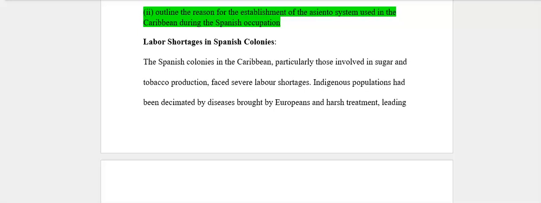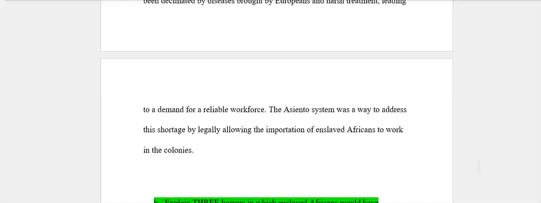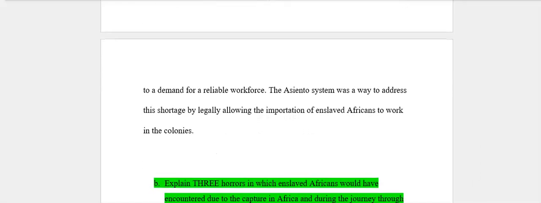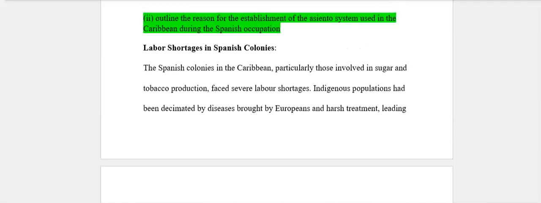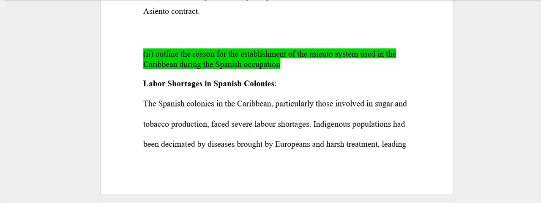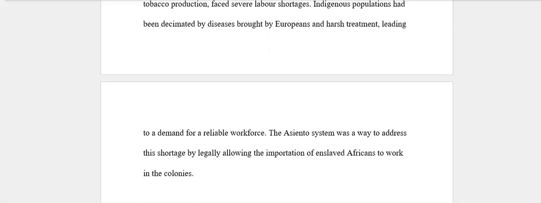Now, the Spanish colonies in the Caribbean, particularly those that were involved in sugar and tobacco production, were facing severe labor shortages, right? So the indigenous population had been decreased by diseases brought by Europeans and harsh treatment, and this led to a demand for a reliable workforce. Hence, the asiento system was one of the ways to address this shortage by legally allowing the importation of enslaved Africans to work in the colonies. So one reason for the establishment of the asiento system was because there were labor shortages in Spanish colonies.